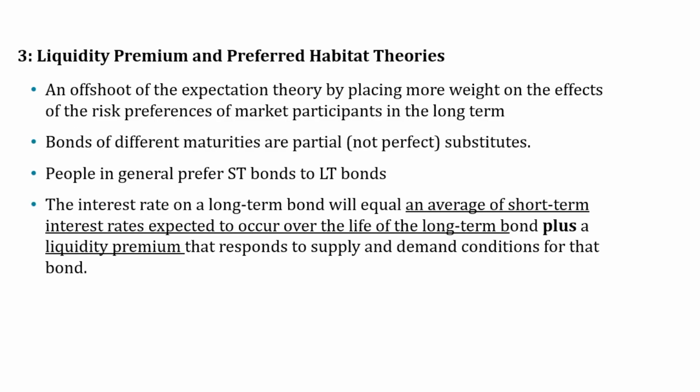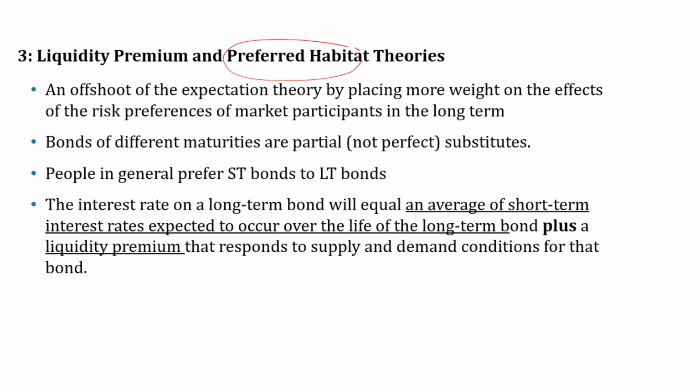Now let's move to the final component, that is the liquidity premium theory. It's also called the preferred habitat theory. It is an offshoot of the expectation theory, by placing more weight on the effects of the risk preferences of market participants in the long term. So the main assumption here is that bonds of different maturities are partial substitutes. That means they are not perfect substitutes.